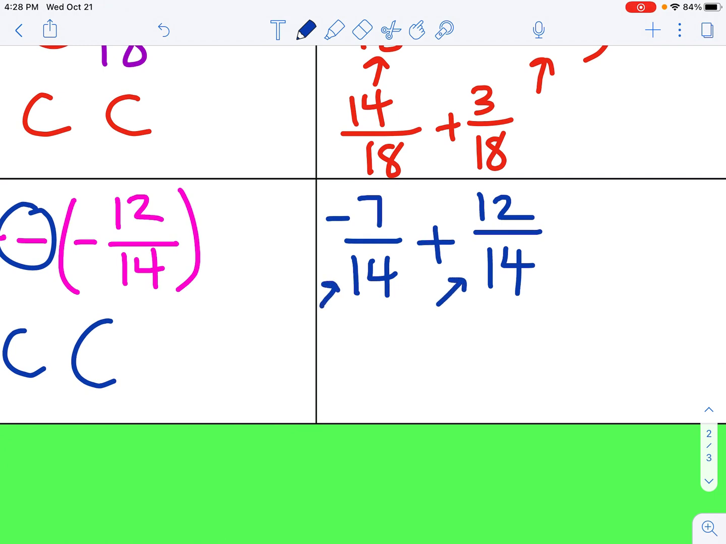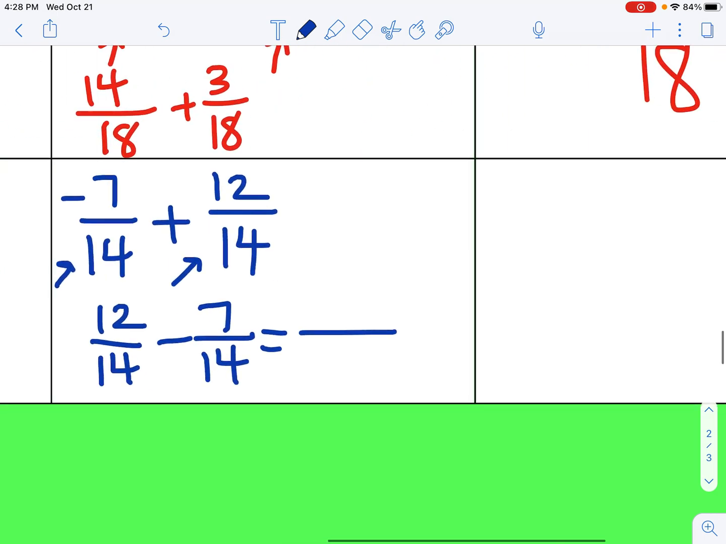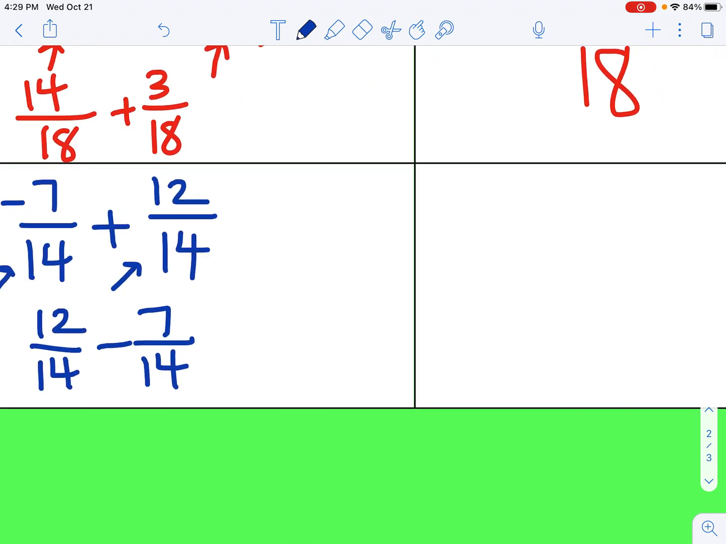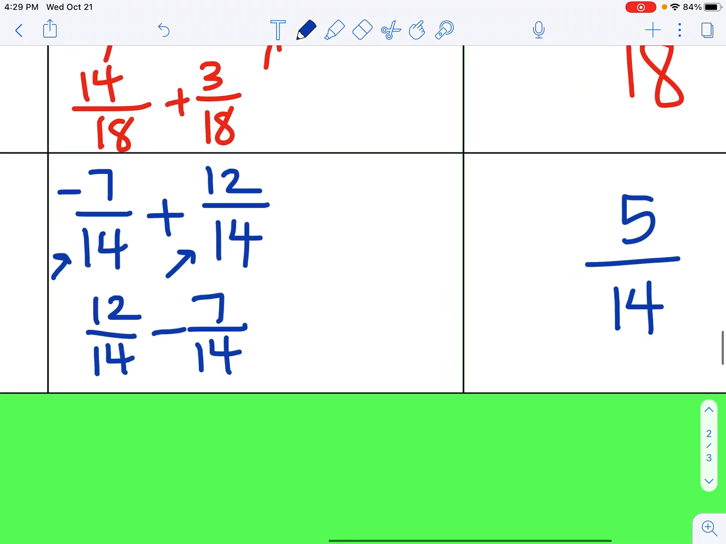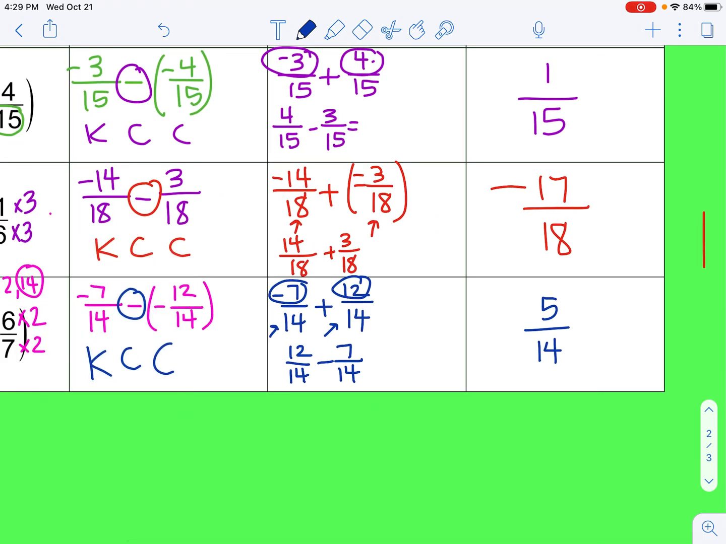Now if you notice, I have a negative and I have a positive, so I'm going to subtract my numbers. 12 over 14 minus 7 over 14. Oops, I'll write that over here. Sorry. 12 minus 7 gives me 5, and my denominator stays the same. And now we figure out if our answer is positive or negative. Which number is bigger, 12 or 7? Right, 12 is. And 12 is positive, so my answer is also positive.